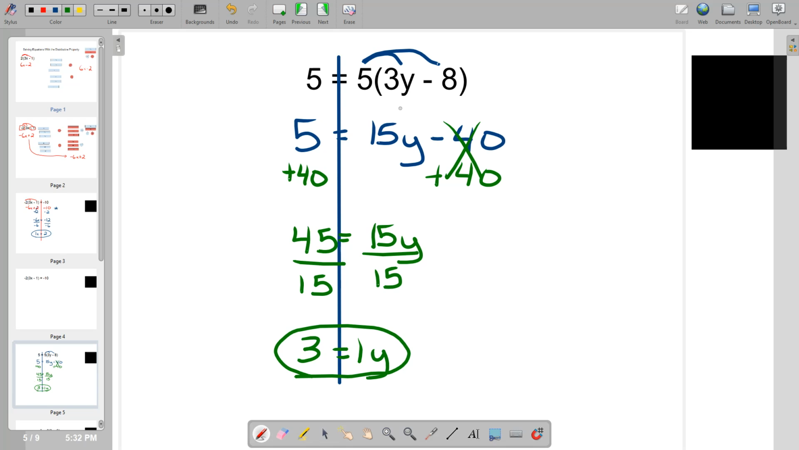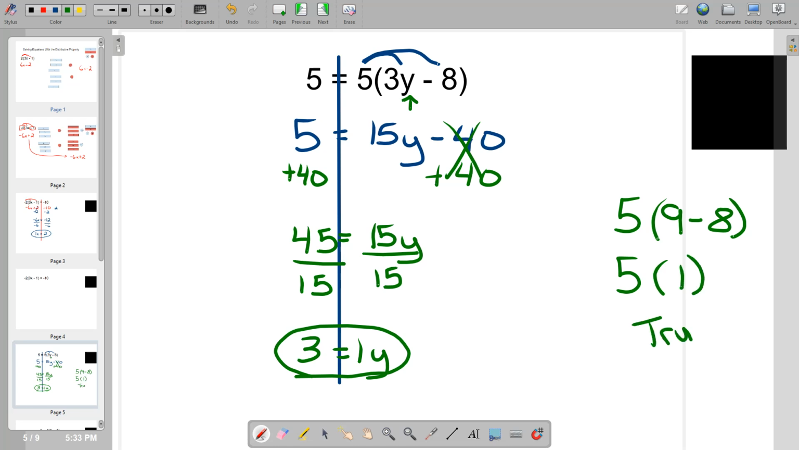Now we can check our answer by if we take the number 3 and we insert it right there. 3 times 3 is 9. So I would do 5 and then 9 minus 8 inside the parentheses to see if our left side of our equation still equals 5. Well, this right here is 1. And 5 times 1 is equal to 5, which means we must be correct because our equation is true.